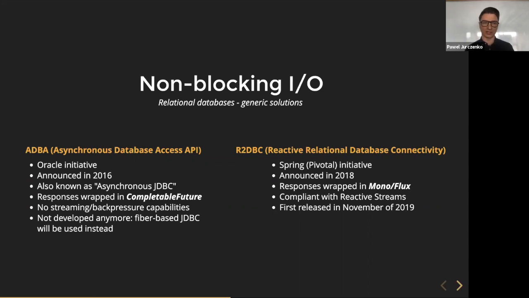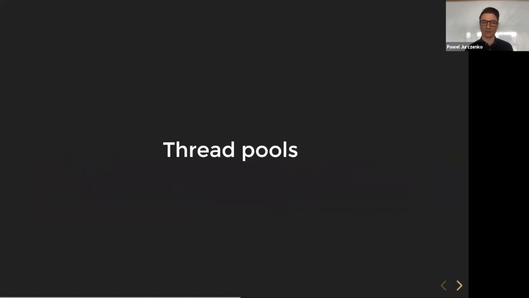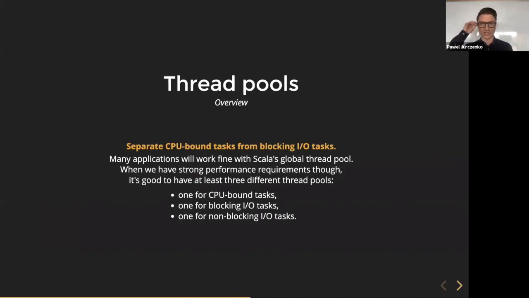Now I would like to tell you more about thread pools in general. How many thread pools should we have? What types of thread pools? How many threads should we have in the thread pools? I'd like to start by answering a question. Is it good to import Scala's global thread pool across our code base?